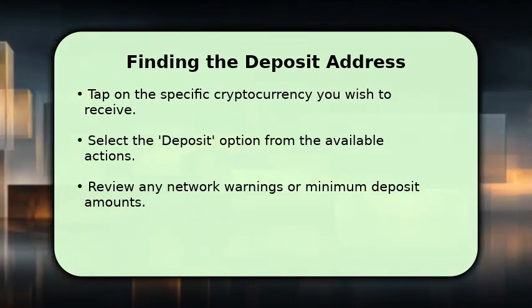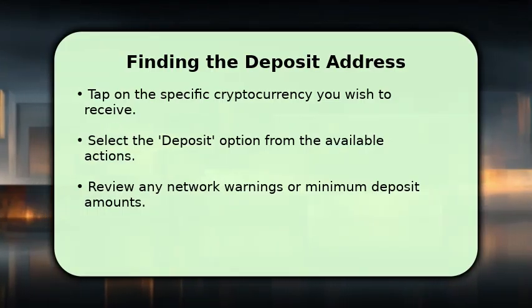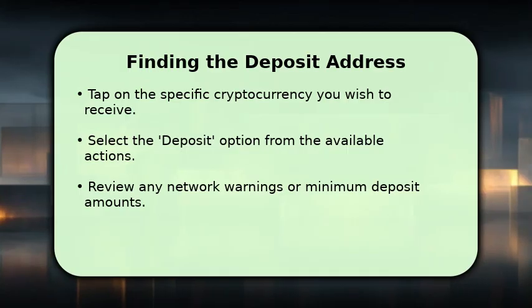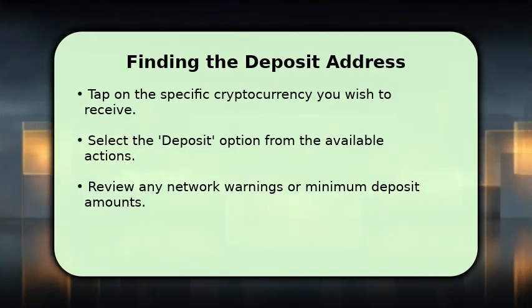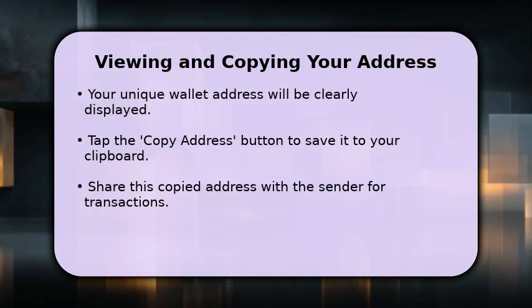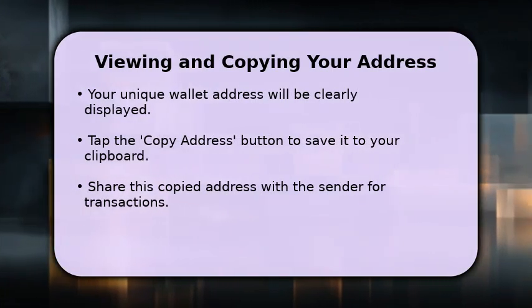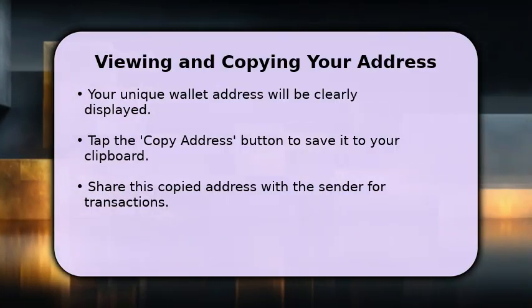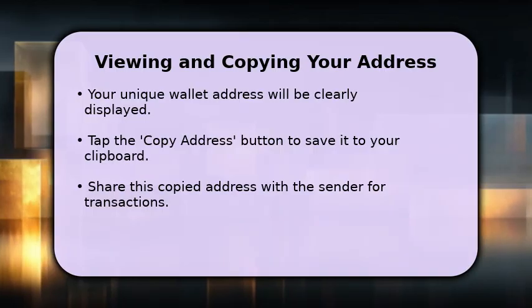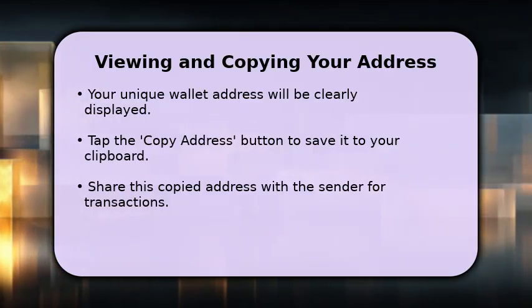Choose the deposit option. Before proceeding, the app might display important information, such as network selection or a minimum deposit amount, which is often around $1. After selecting deposit, your unique wallet address for that specific cryptocurrency will be prominently displayed on the screen. It will often be accompanied by a QR code for easy scanning.